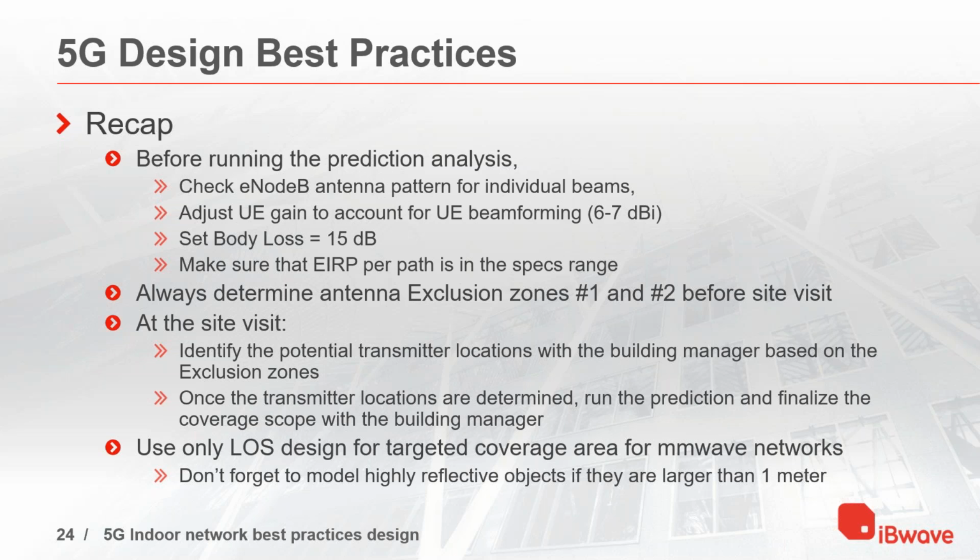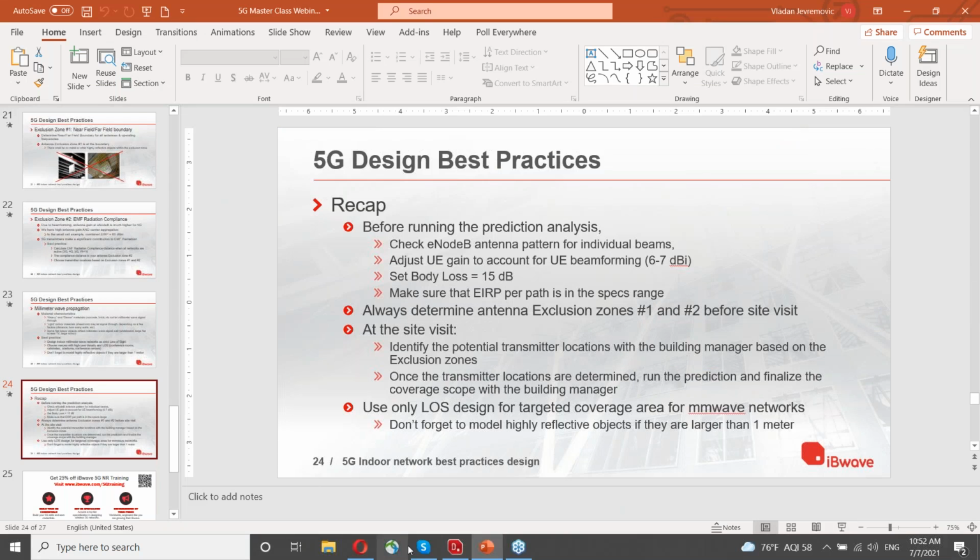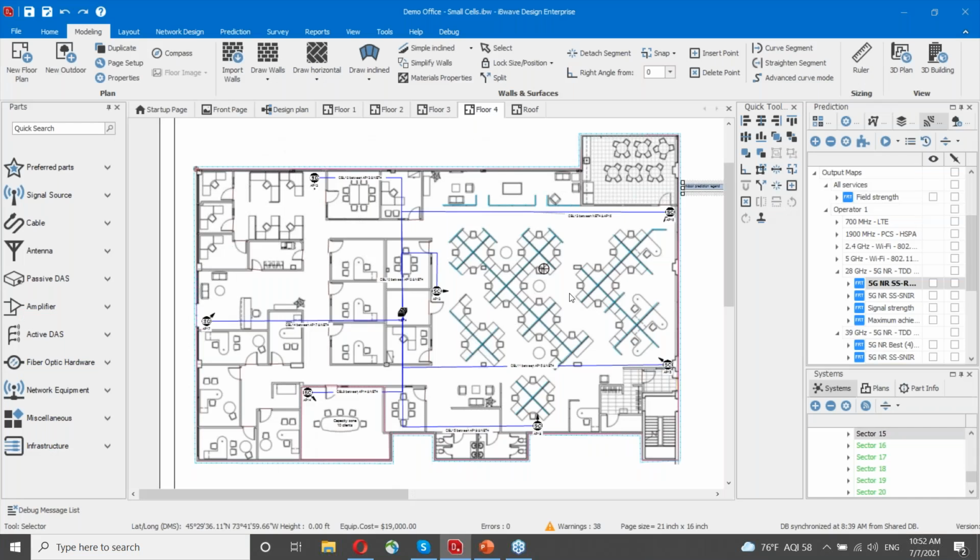And only use line of sight design for targeted coverage areas for millimeter wave networks. Don't forget to model highly reflective objects if they are larger than 1 meter. Having said that, I'm now going to briefly give you an example of an office design with millimeter wave. So first, what do we have here?